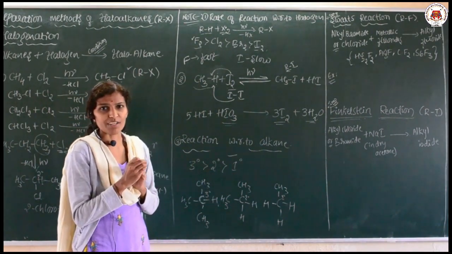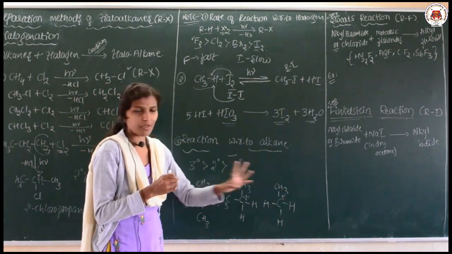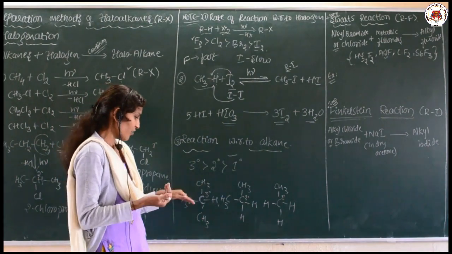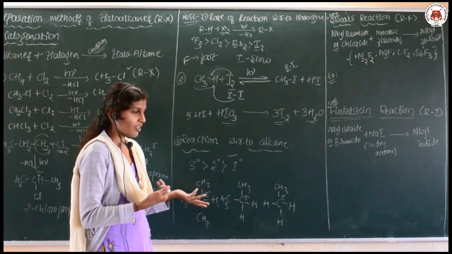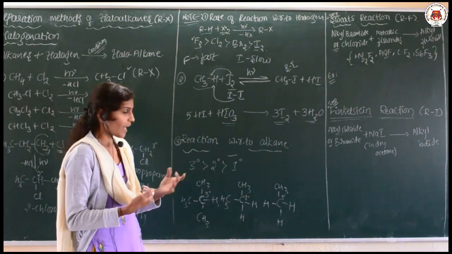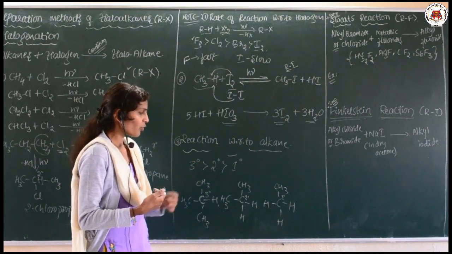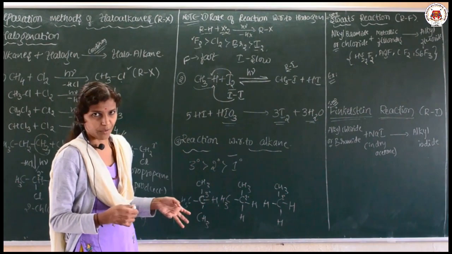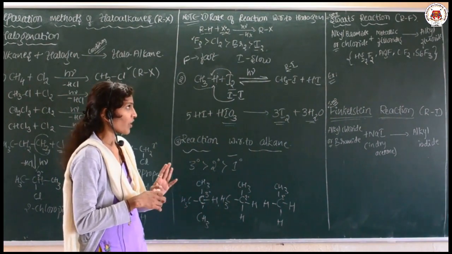Simple. If the carbon is attached to only 1 carbon, that is primary. If it is attached to 2, that is secondary. If it is 3, that is tertiary, and 4 means quaternary. Like that, the tertiary alkanes are more reactive as compared with secondary, and as compared with primary. I hope you got all these 3 points.